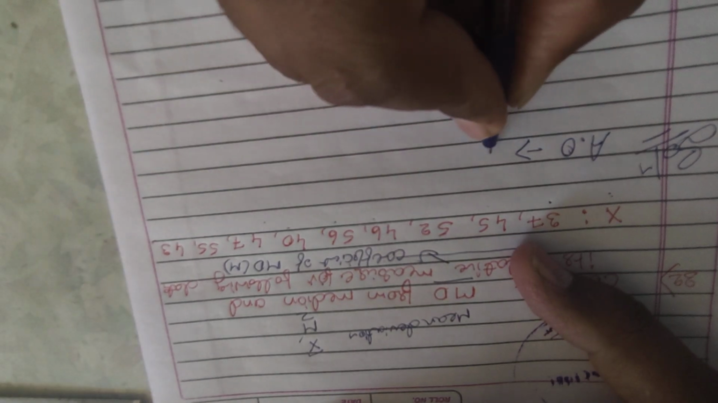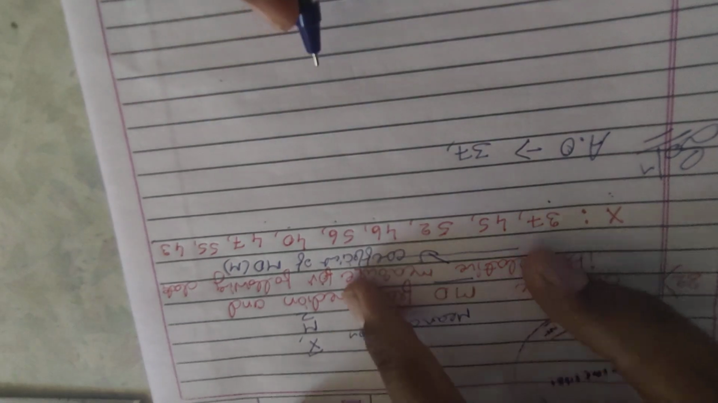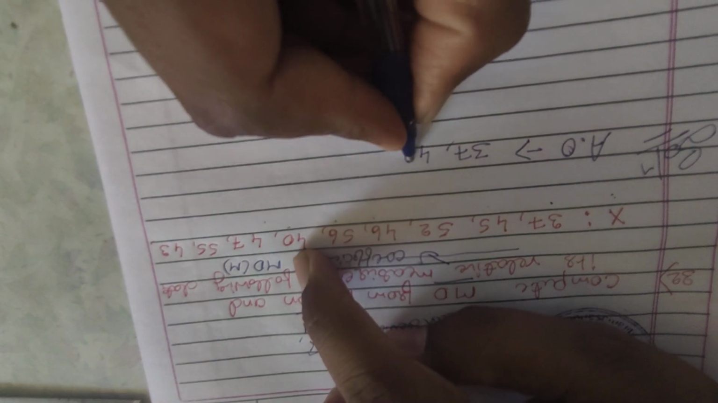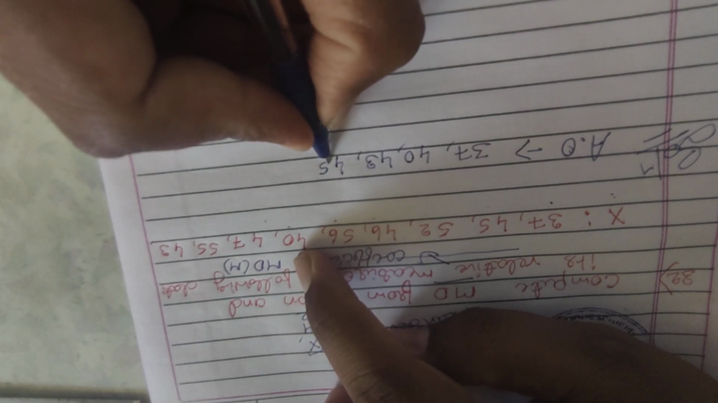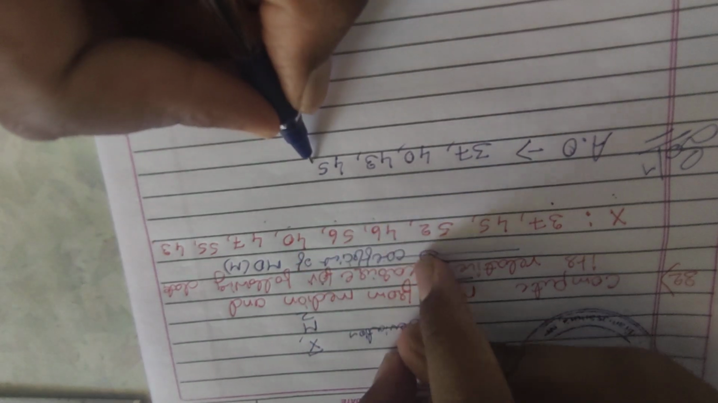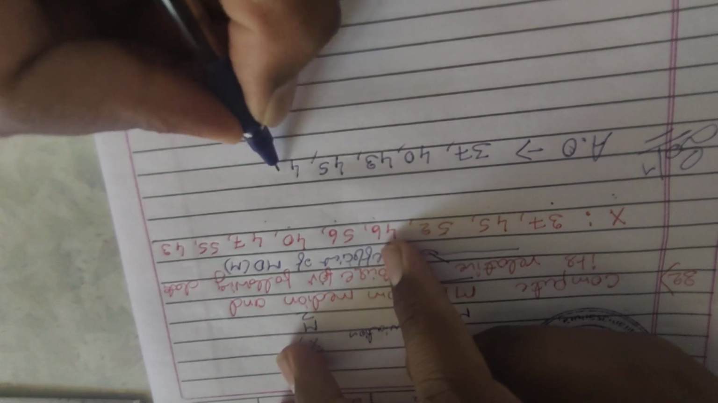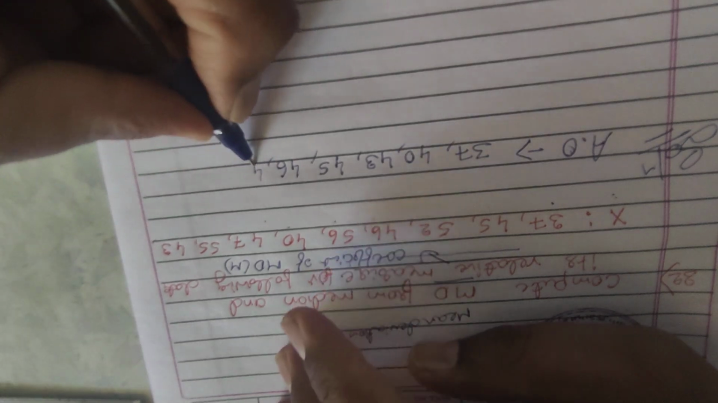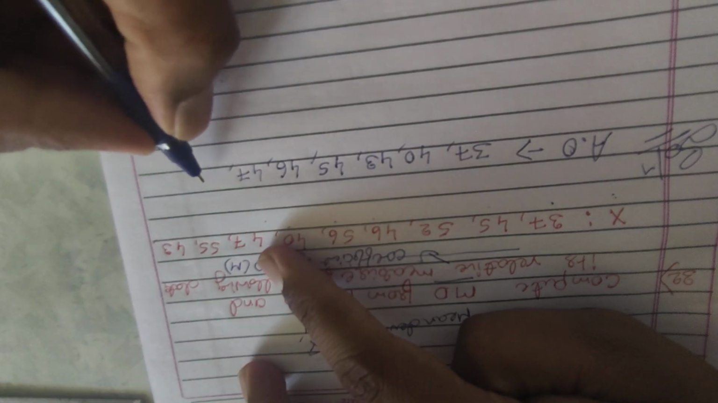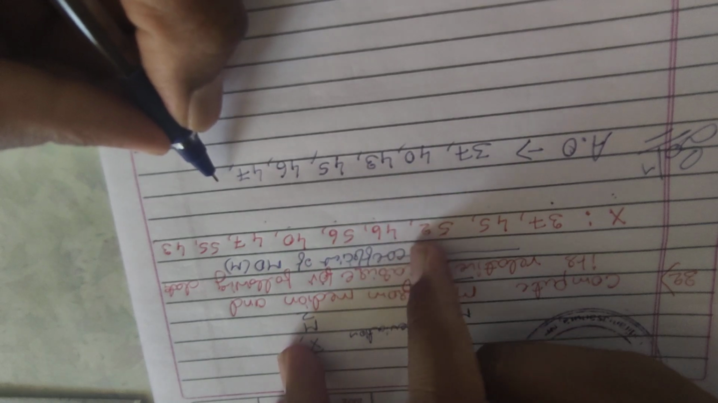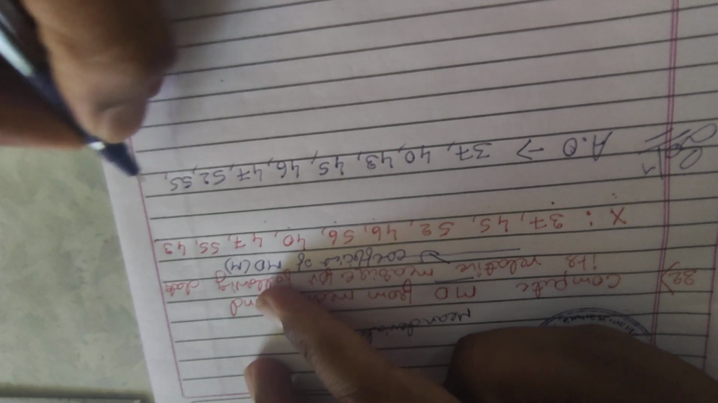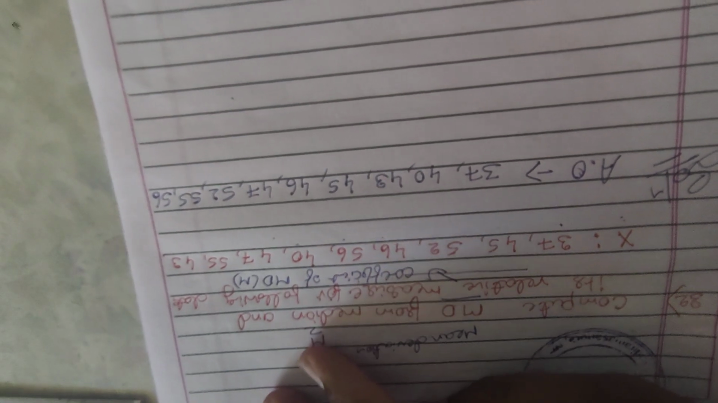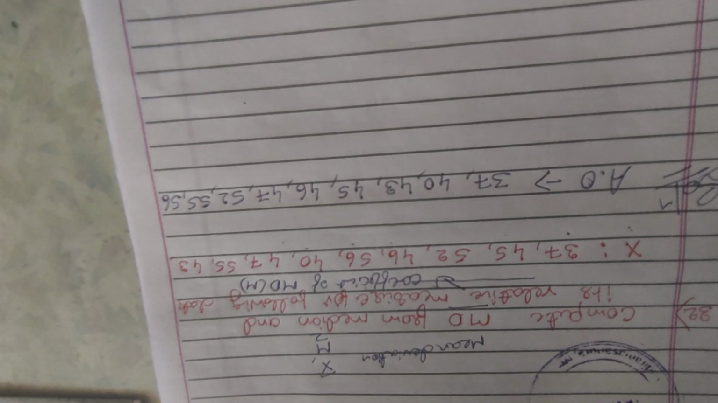The lowest value is 37. The second lowest is 40. Next is 43, then 45, then 46, then 47, then 52, then 55, and the last is 56. So first we write the data in ascending order.